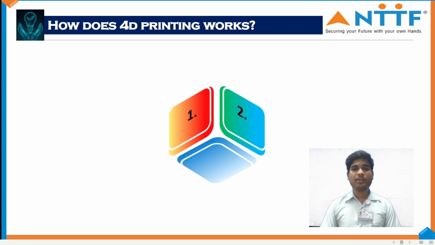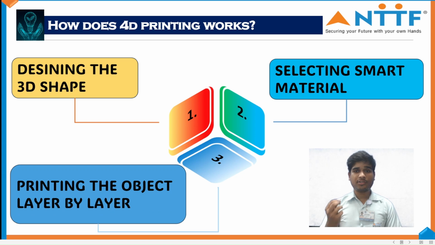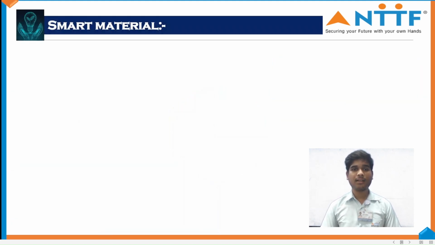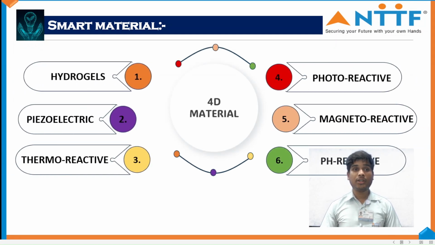So how does 4D printing work? 4D printing works by three things: designing the 3D shape, selecting the smart materials, and finally printing the object layer by layer by additive manufacturing. Now the most important thing is selecting the smart material. So let's talk about that. These are the smart materials that make 4D printing highly advanced, because these materials are the only thing which makes the 4D object change its shapes and sizes.